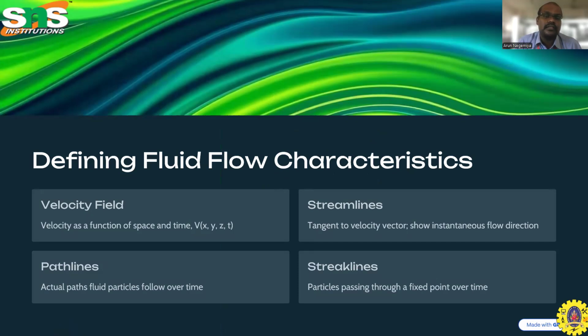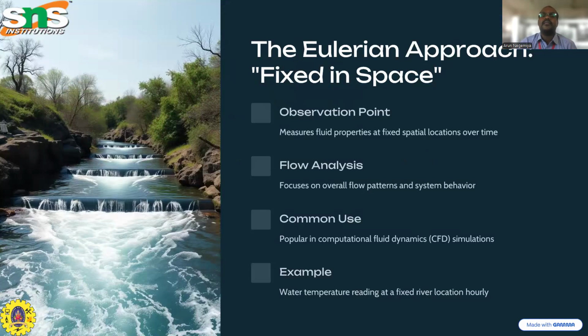Velocity of the fluid will be denoted by capital V, and streamlines are tangential to the velocity vector, so they show the flow direction. Next is the path line, the path of a fluid particle in the flow. Streak lines are the fluid particles that pass through a fixed point over time. These are all the fluid characteristics.